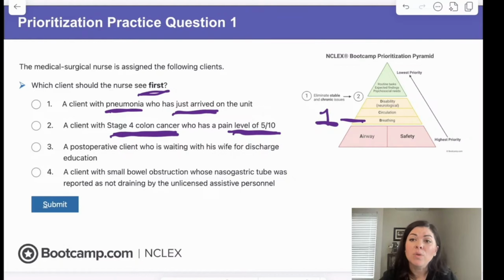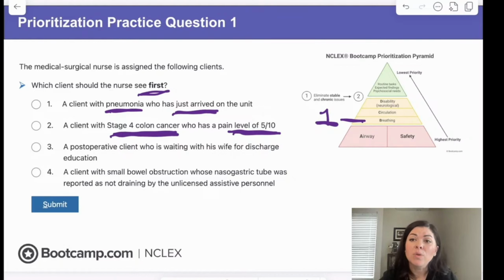Right now, based on what we have, this client is also stable. However, I would say if I was trying to make a plan as the nurse, option 4, I'd probably see second. Because if this is not an expected finding, and if we leave that NG tube not draining, our client is at risk for complications. They could have abdominal distension and discomfort, nausea, vomiting, and even rupture. But once again, they are not going to be as high of a priority as a client that just arrived on the unit. So you guys were right on target.